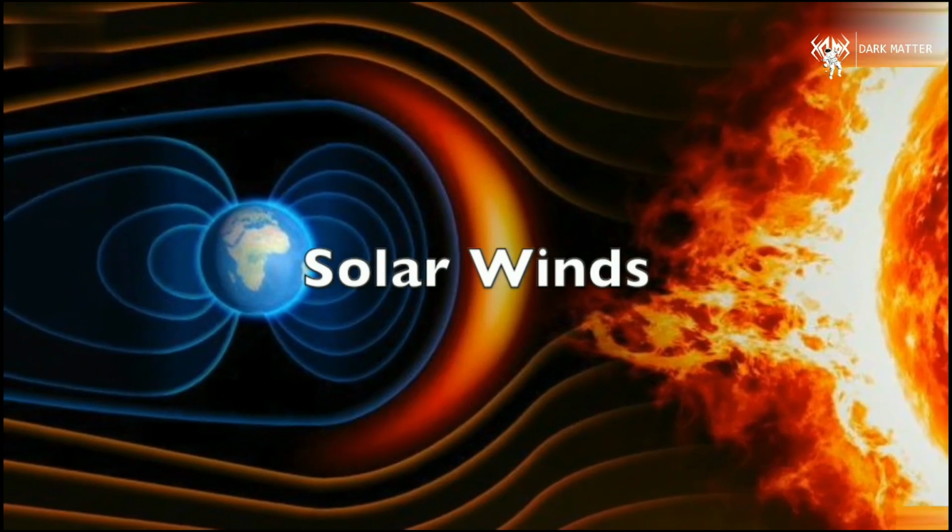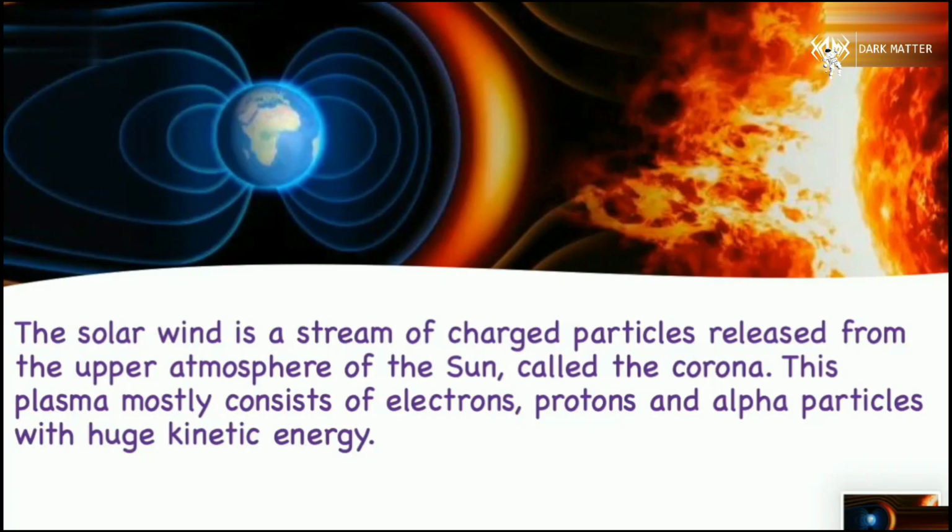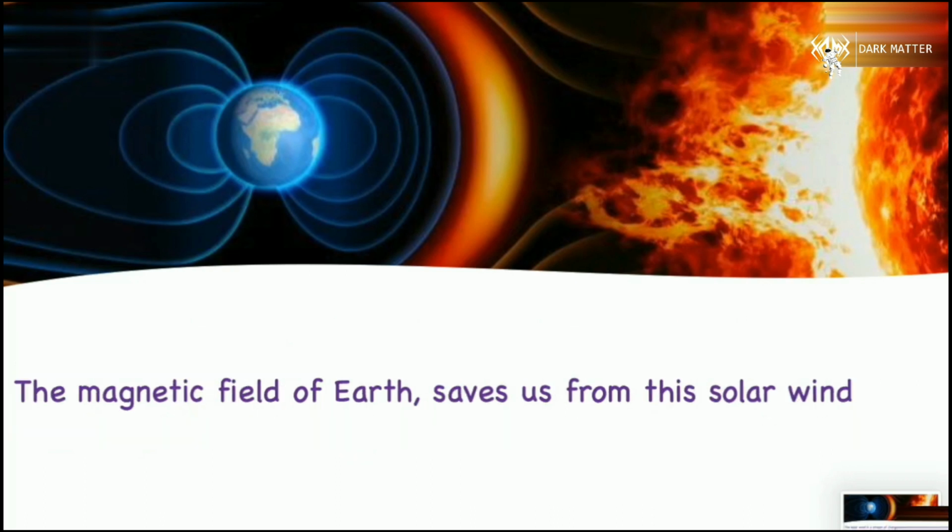Solar winds. Solar wind is a stream of charged particles released from the upper atmosphere of the sun, called the corona, as you already know. This plasma mostly consists of electrons, protons, and alpha particles with huge kinetic energy. The magnetic field of our earth saves us from these solar winds. If the magnetic field was not there, those charged particles with huge kinetic energy would directly collide with our earth, and we would be in trouble.